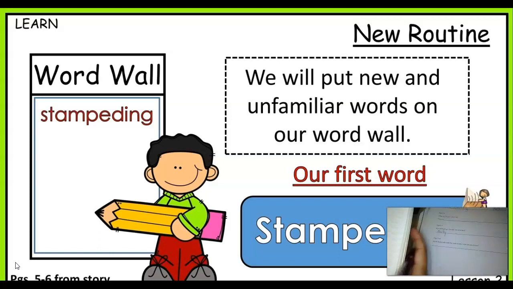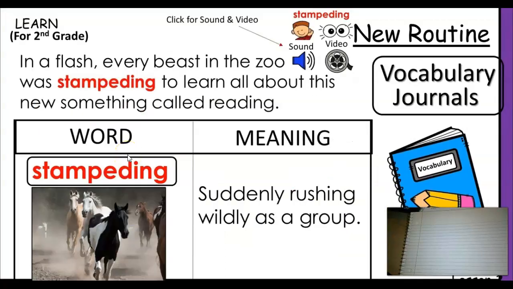Now we're going to add this to our journal. This is where we're going to write all the words that we're learning. This is an unfamiliar word that maybe we have not heard before. So this is our vocabulary word that we're going to write in our vocabulary journal. So the word is stampeding. We're going to make a chart, word and meaning. The word is stampeding. Make sure that you only use one line.